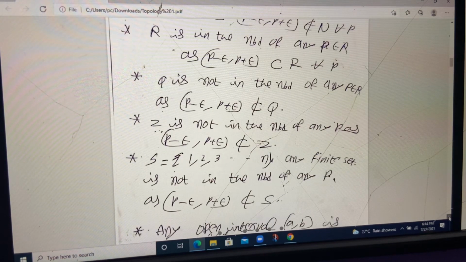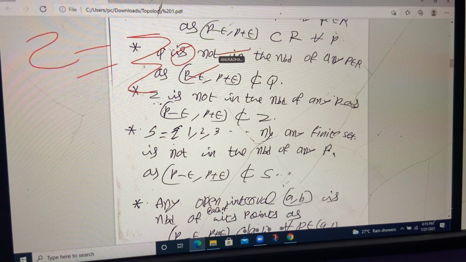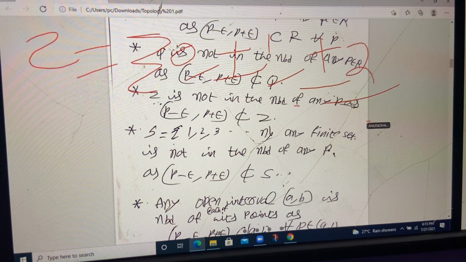Next is Z. Z is not in the neighborhood of any P. What does Z mean here? We have discussed yesterday. Z here includes 0, plus r minus 1, plus r, integers, includes negative, positive, everything. Now Z is not in the neighborhood of any of its points. That is, p minus epsilon and p plus epsilon is not contained in Z.